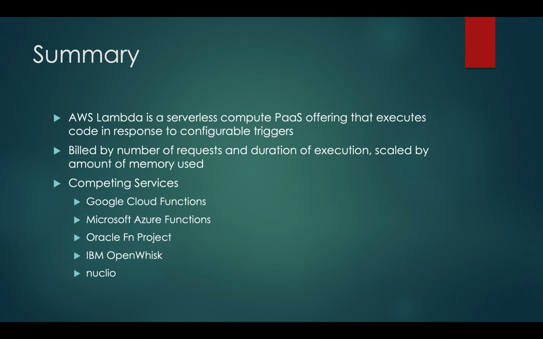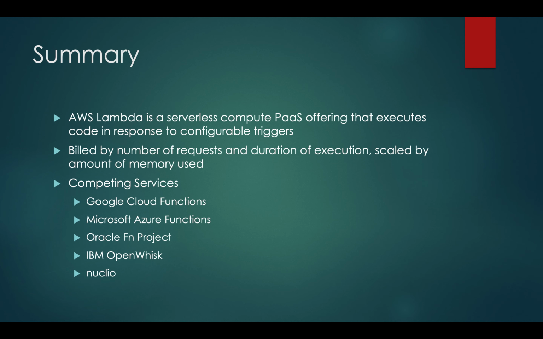So in summary, AWS Lambda is a serverless compute platform as a service offering that executes code in response to configurable triggers. It's billed by a number of requests and duration of execution, and that duration price is scaled by the amount of memory used. It has continuous scaling, meaning that your Lambda function runs once per invocation, and you don't have to worry about scaling instances that are hosting your application because Lambda completely abstracts away the instances from you. You focus purely on the code.